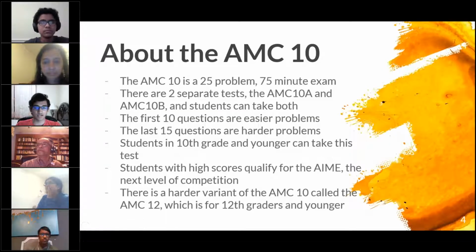The AMC 10 is a 25 problem, 75-minute exam. There are two separate tests, the AMC 10A and the AMC 10B, each with different questions, and students can take both. Today, we'll be going over the 2021 AMC 10A, problems 1 to 15. Generally, in the AMC 10, the first 10 questions are easier, while the later ones become harder. Students in 10th grade and younger are allowed to take this test, and students with higher scores can qualify for the AIME, which is the next level of competition.